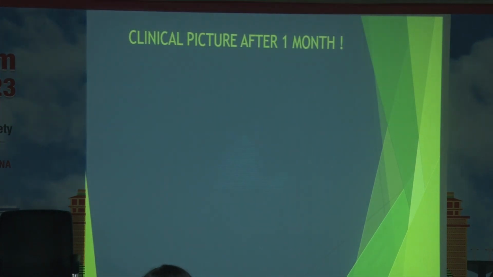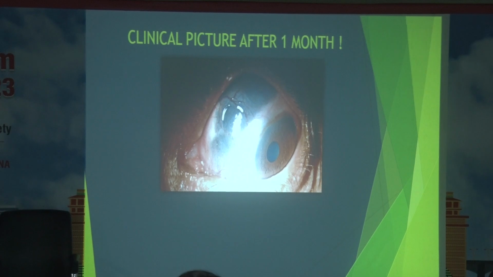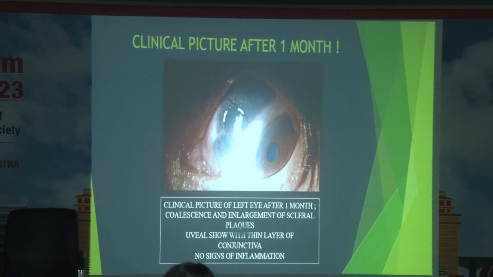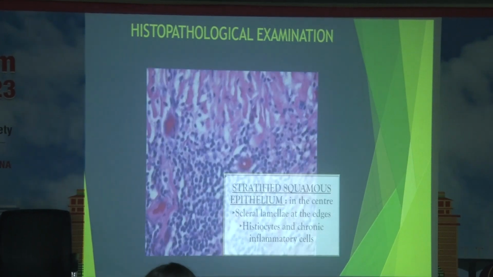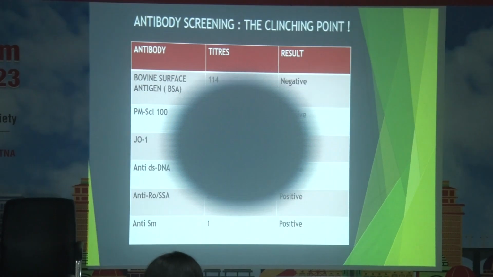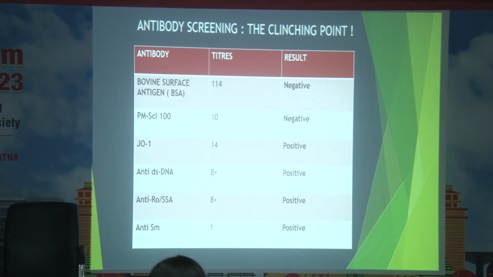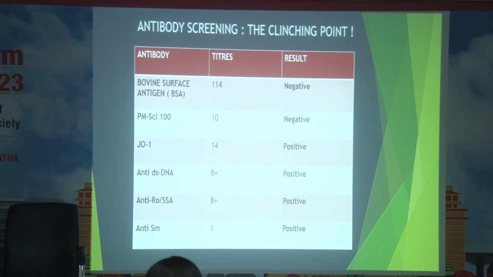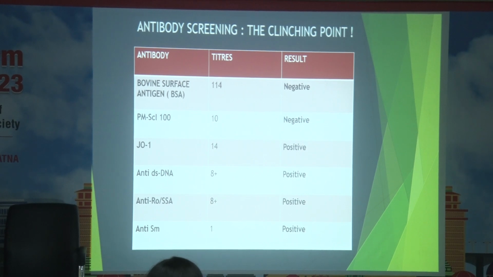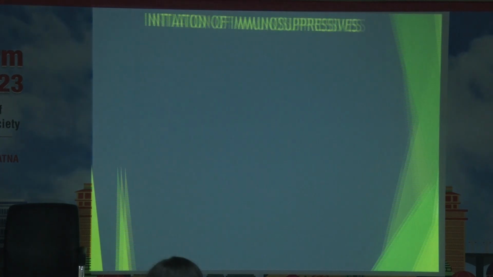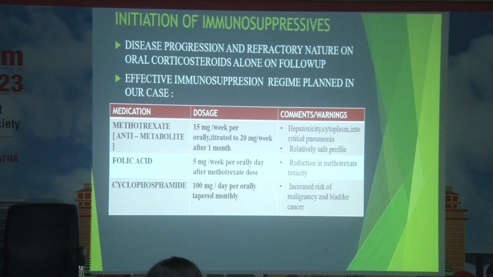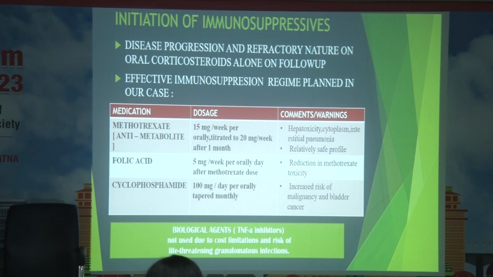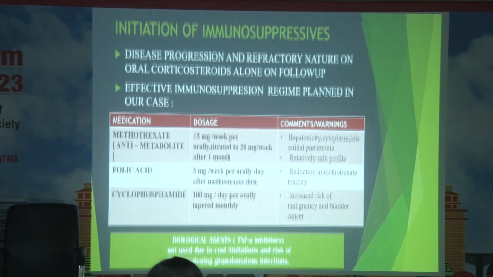However, there was worsening of the clinical picture with oral corticosteroids alone, with coalescence of the scleral plaques and areas of uveal show. We consulted the medicine and rheumatology departments, and there were positive antibody features of anti-double-strand DNA and anti-Smith, and it was diagnosed to be a case of systemic lupus erythematosus as per the criteria by the American College of Rheumatology. Now, a prompt and effective immunosuppression regimen was started with methotrexate and cyclophosphamide, with folic acid supplementation. However, biological agents were not used in our case.